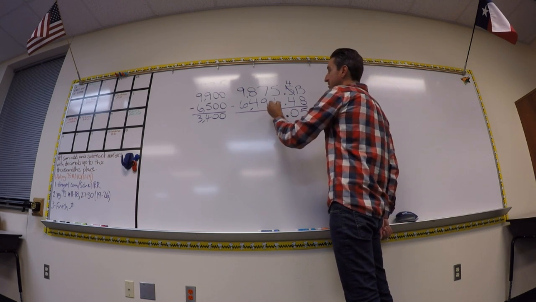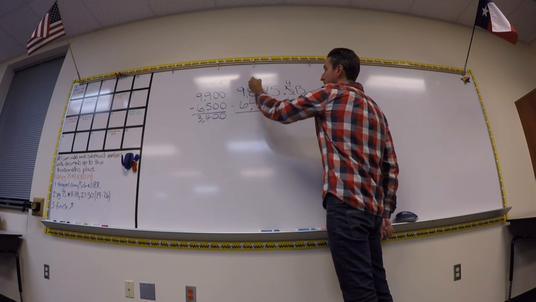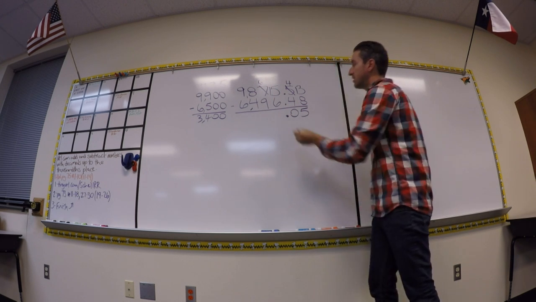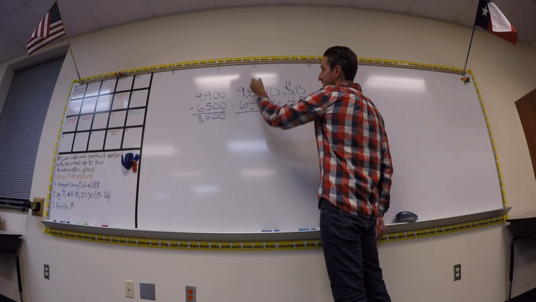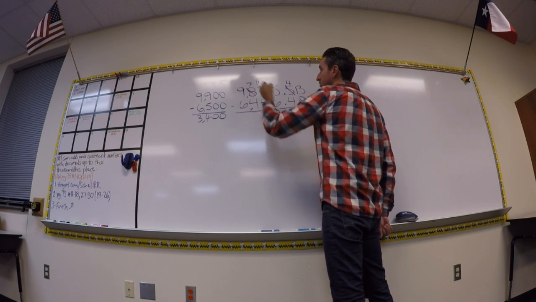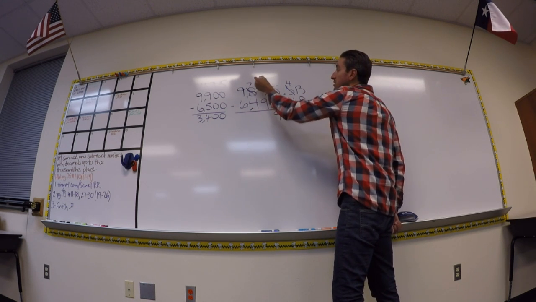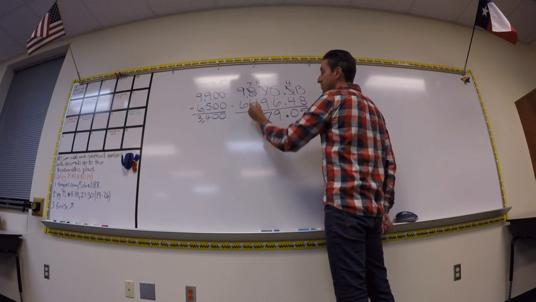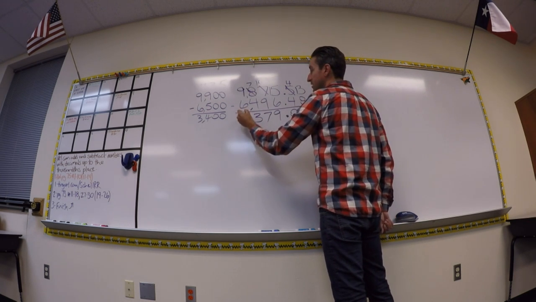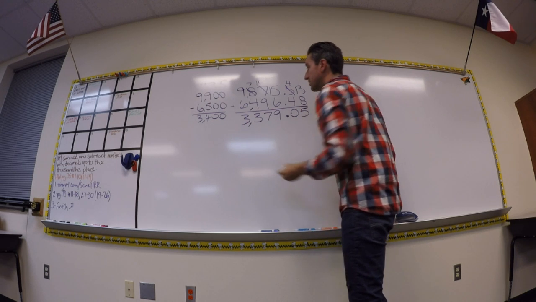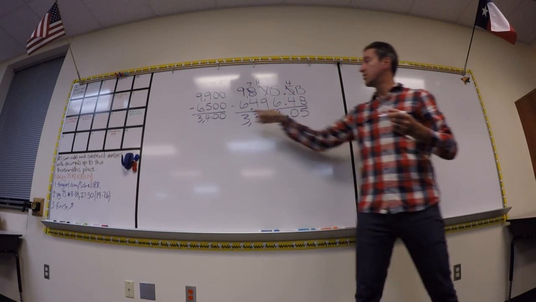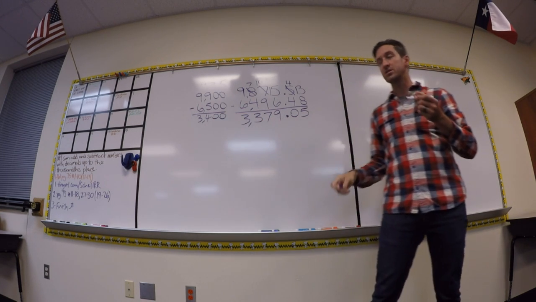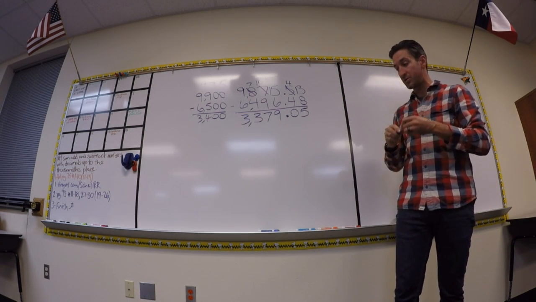I cannot take 6 from 5, so I'm going to go next door over here. That's 15. 15 minus 6 is 9. I can't take 9 from 6, so again, we're distributing. 16 minus 9 is 7. 7 minus 4 is 3. 9 minus 6 is 3. So we have 3,379 and 5 hundredths, which is close to our estimate. So this is a reasonable answer, so I'm good with it.